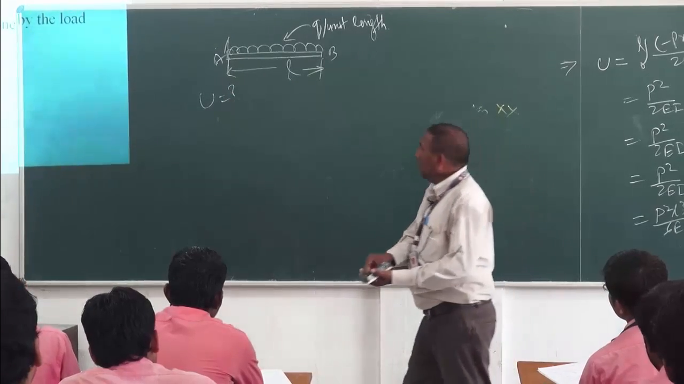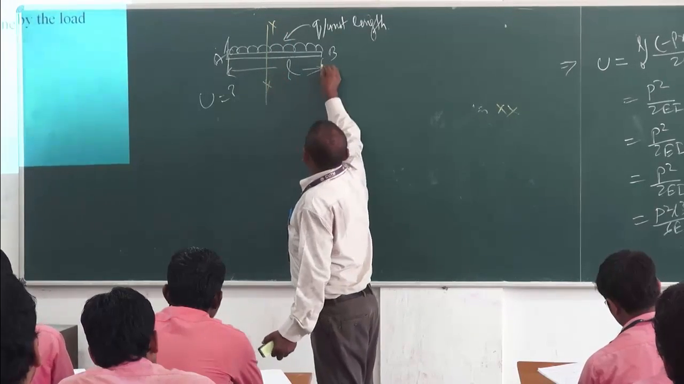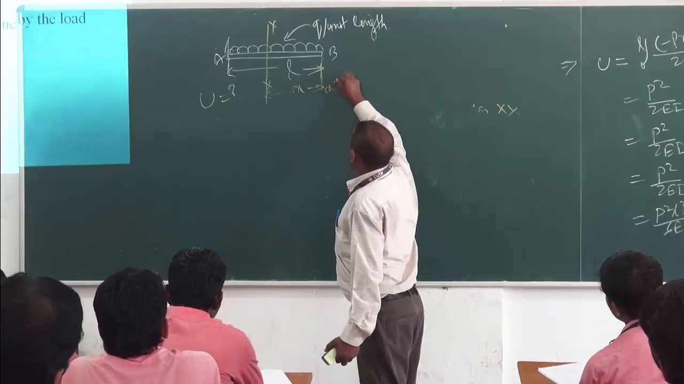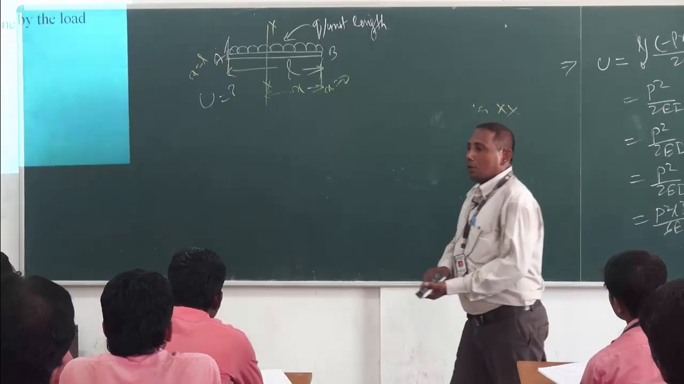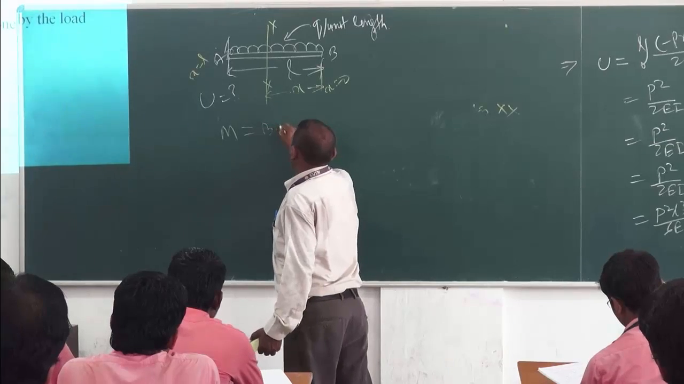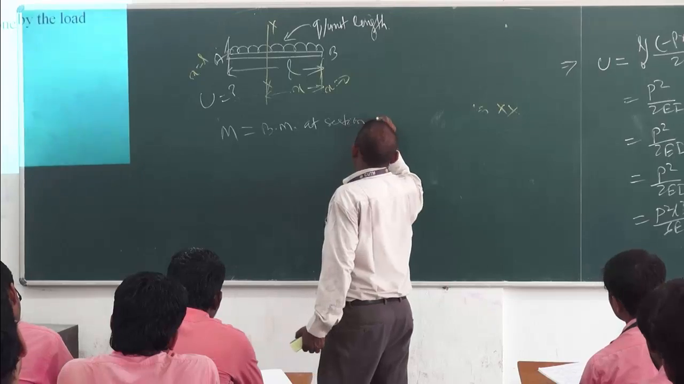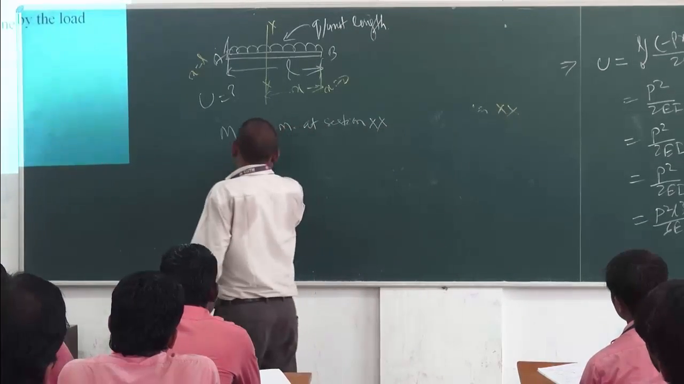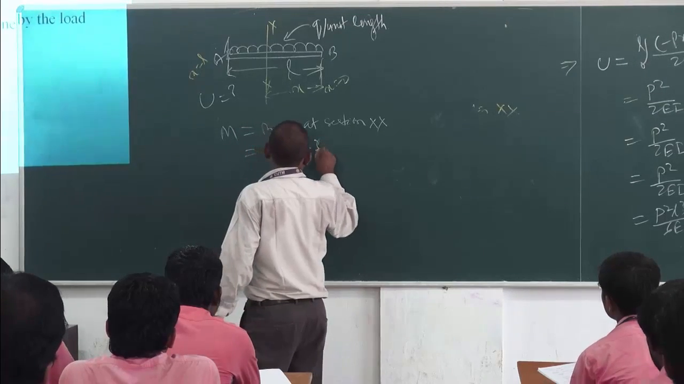Then the same approach is here. Let us take any section XX, which is at a distance of x from the free end. Here x is equal to 0 at the free end and x is equal to L at the fixed end. So here calculate the M value. M is the bending moment at section XX, and this value is nothing but minus Qx into x by 2.